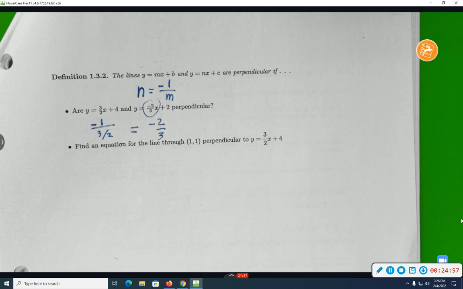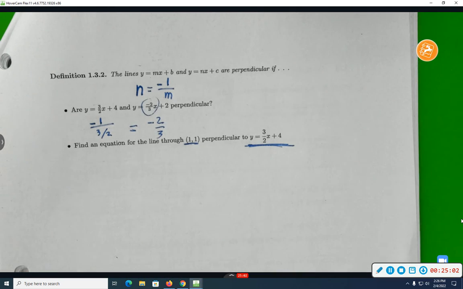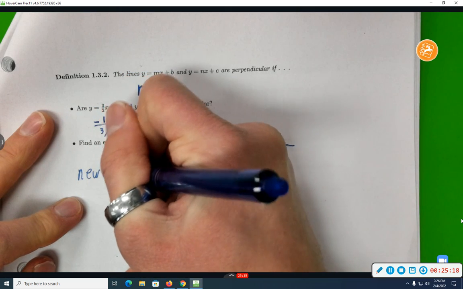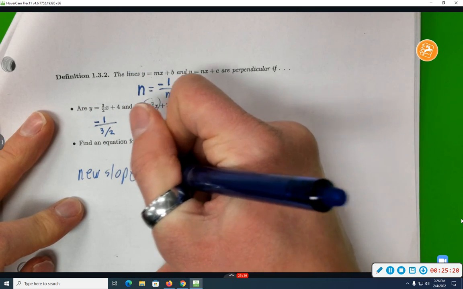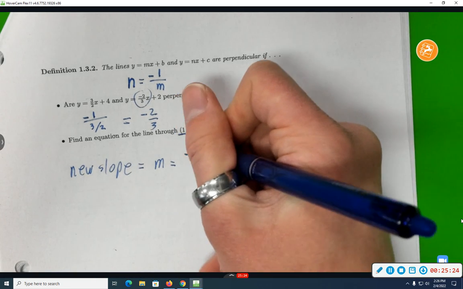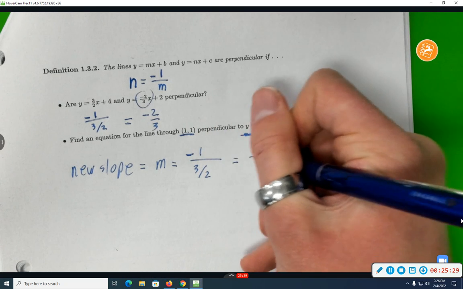So, let's suppose you want to find an equation for a line through this point, perpendicular to that line. Well, it's perpendicular to this line, so I know how to compute the slope of the new line, right? It should be the negative reciprocal of this slope. So the new slope, this thing that gets called m, will be negative 1 over 3/2. Yeah, negative 2/3.